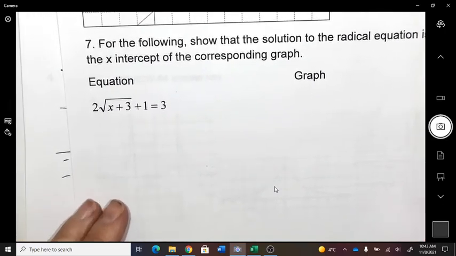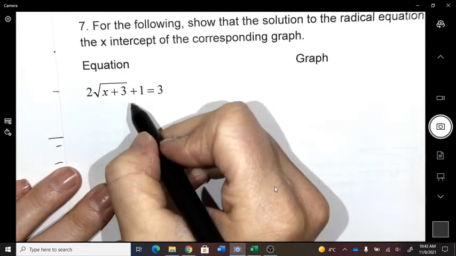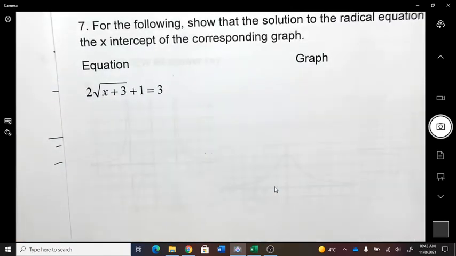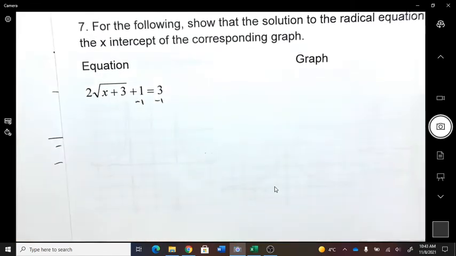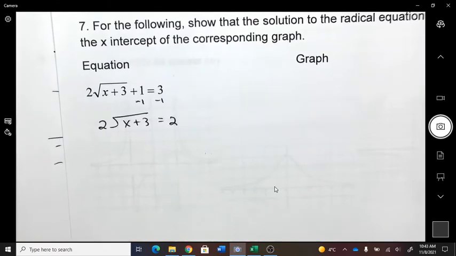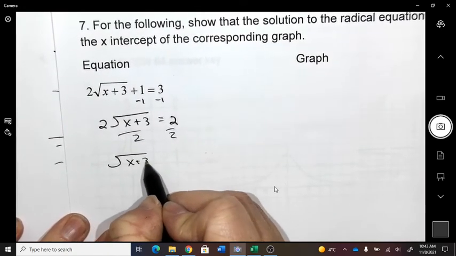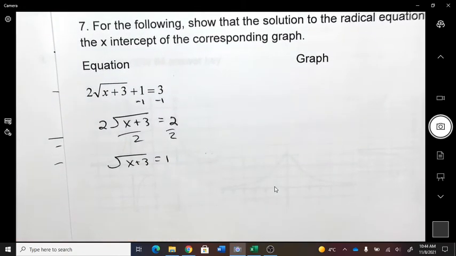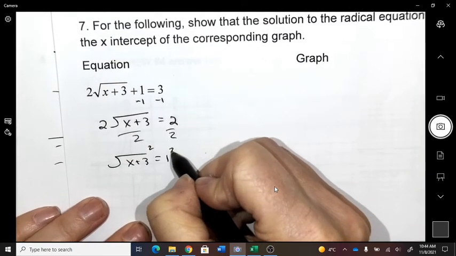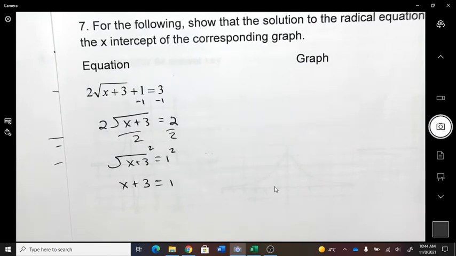Okay, next, solve for the X-Intercept. Okay, I'm going to do all my steps to isolate here. So ready? I'm going to subtract 1. So just algebra stuff. Now I'm going to divide by 2. Now I'm going to square. And now I'm going to subtract 3.